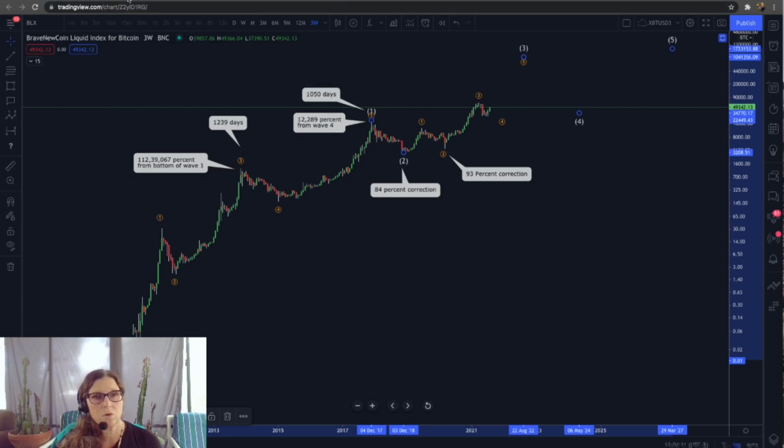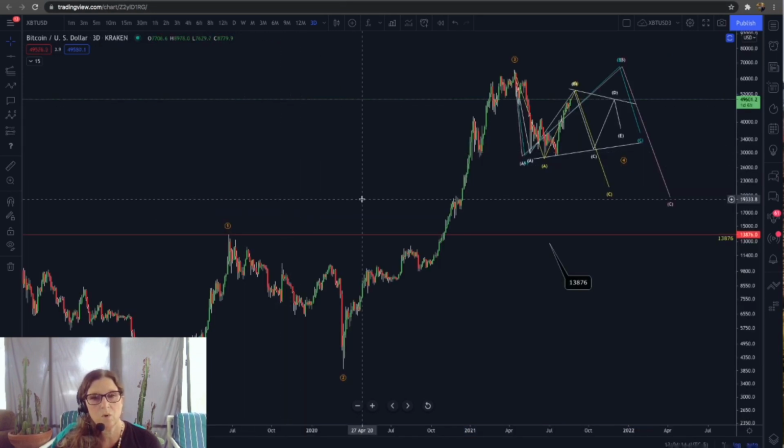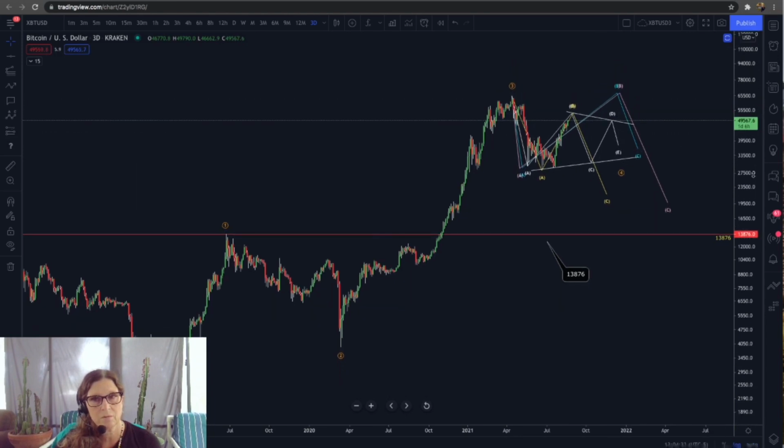All right, so we're going to go into this next chart, and what I've done here is I've overlaid some corrections that can happen. Now we are assuming this is our wave 1, this is our wave 2, this is the top of our third, we are making 4, and then we'll get a 5th to the upside.